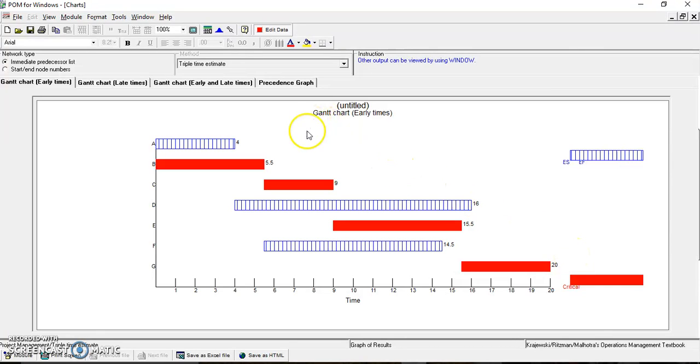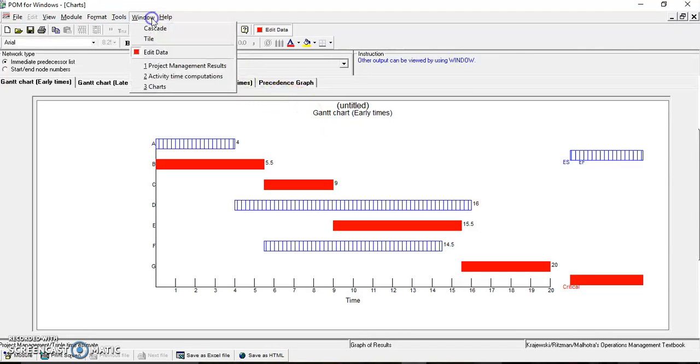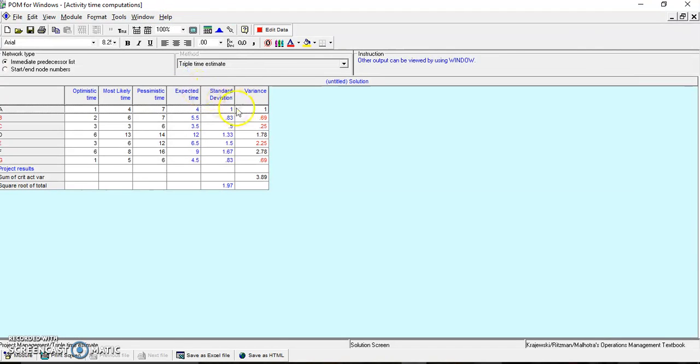So I go back now to the activity time computations. I need the square root of that number right there, that 3.89, in the denominator. And in the numerator, it's 23 minus 20 days. So we're asking the question, what's the probability it will be done? I get this answer of 1.52.